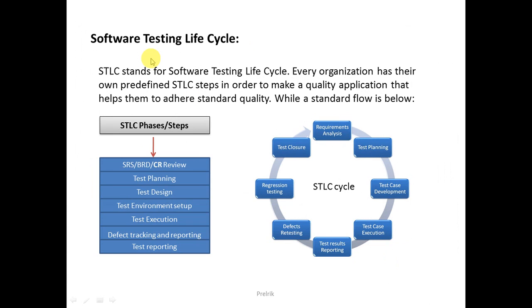Now we come to the point, what is software testing lifecycle. So as we have talked earlier, what is software testing, here we'll talk about STLC phases and steps. So it begins with the very first SRS, BRD, and CR review. SRS stands for software requirement specification, BRD stands for business requirement document, and CR stands for change request. Okay, so a tester or anyone who is responsible for test planning, they'll review the requirement document or change request document, and after having a proper understanding, they'll start test planning.